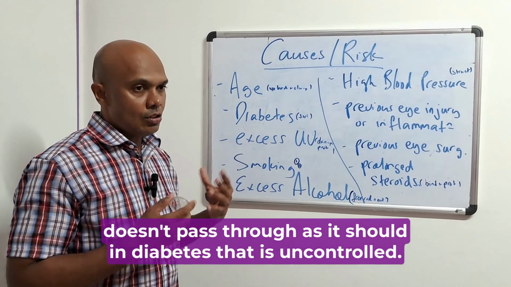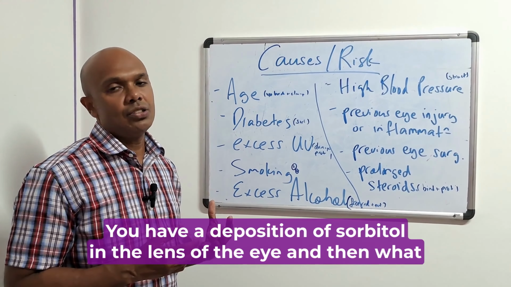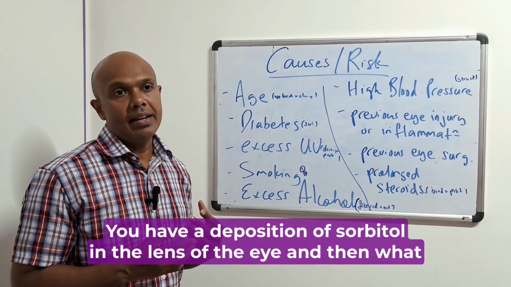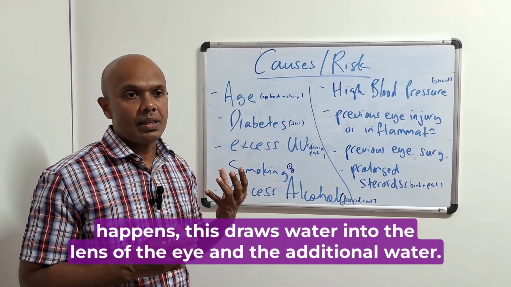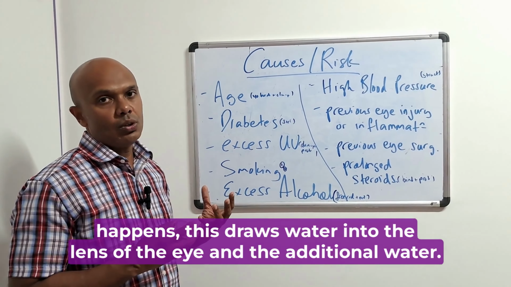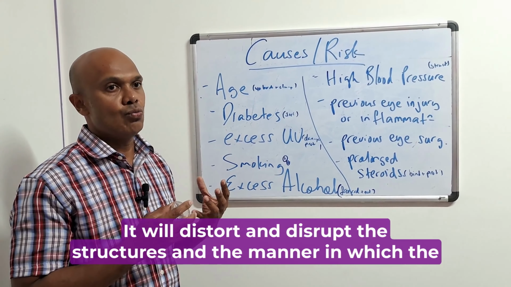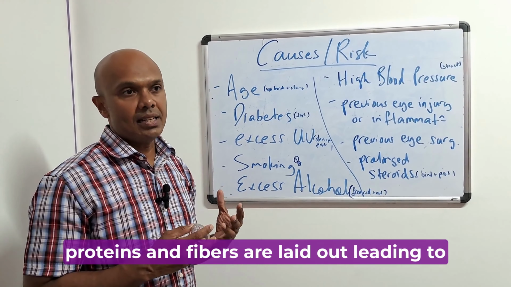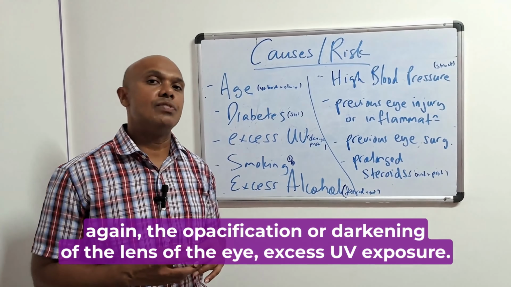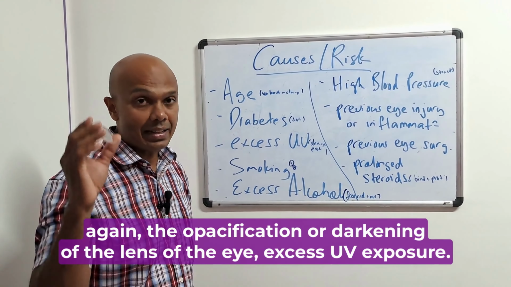In diabetes that is uncontrolled, you have a deposition of sorbitol in the lens of the eye. What happens then is that this draws water into the lens of the eye, and the additional water will distort and disrupt the structures and the manner in which the proteins and fibers are laid out, leading to, again, the opacification or darkening of the lens of the eye.